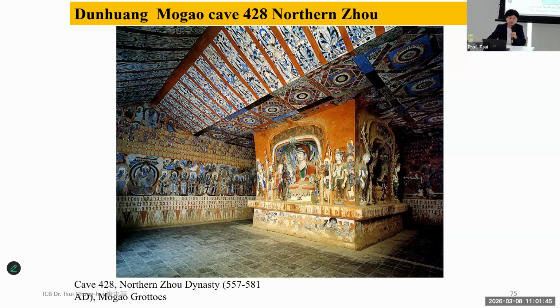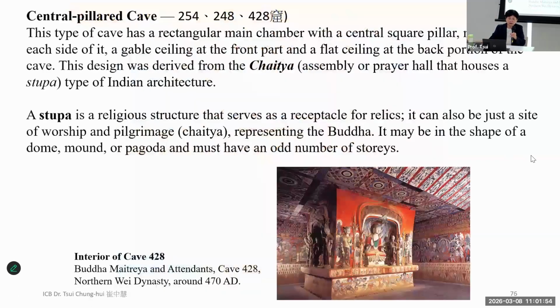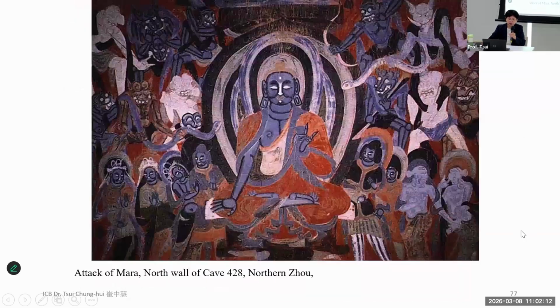So this is a very early, very large central pillar in the Northern Zhou dynasty. From another view, we can also see a group of donor images depicted here on the wall. So this is Northern Zhou, a transformation of the Chaitya cave from India.